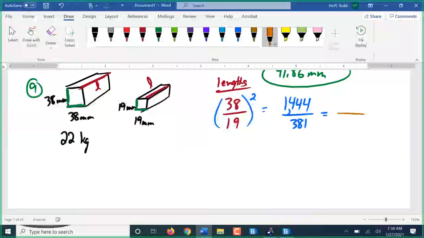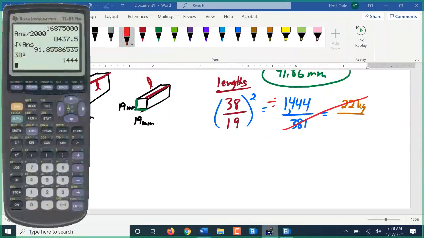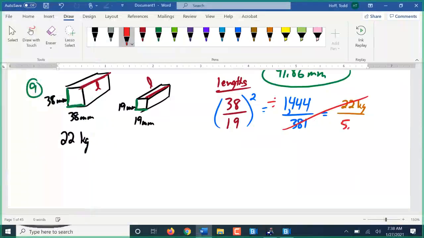So then our mass, the larger one was 22 kilograms. Find our new mass, we're going to cross multiply and divide here. 381 times 22, divided by 1,444. 5.805 kilograms, that new mass.